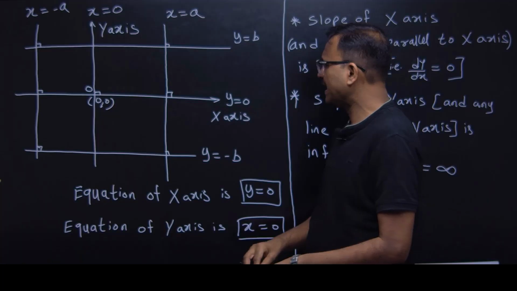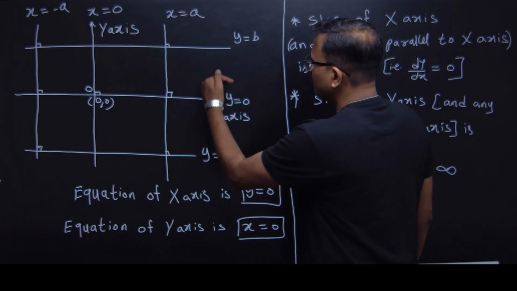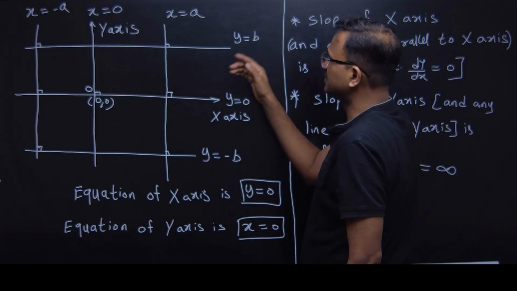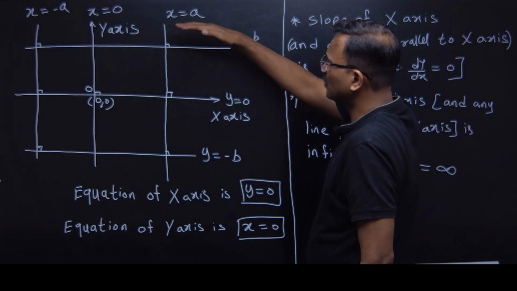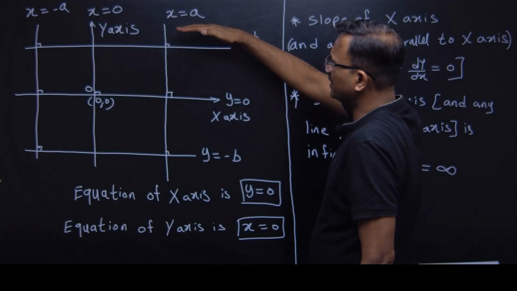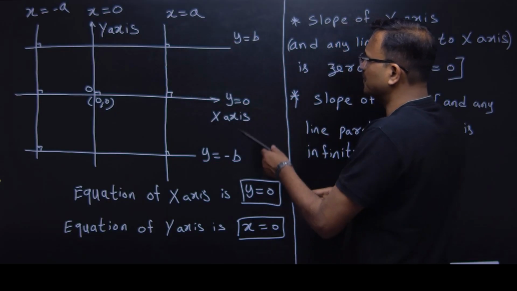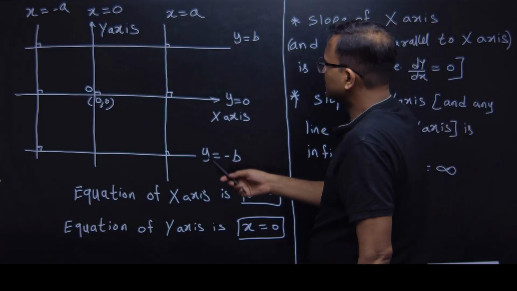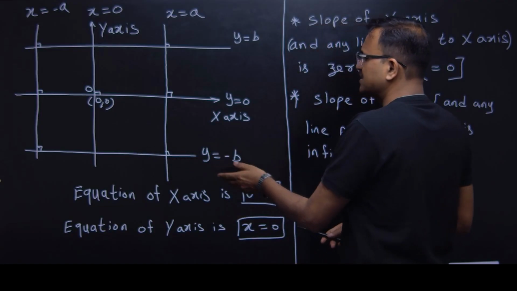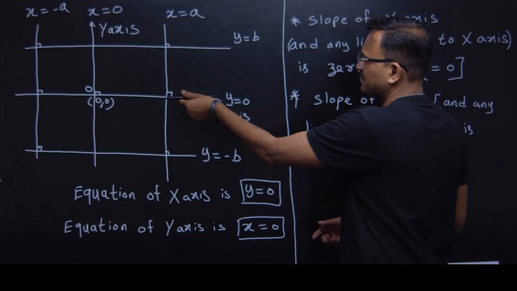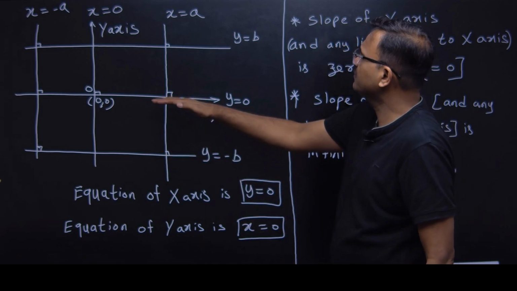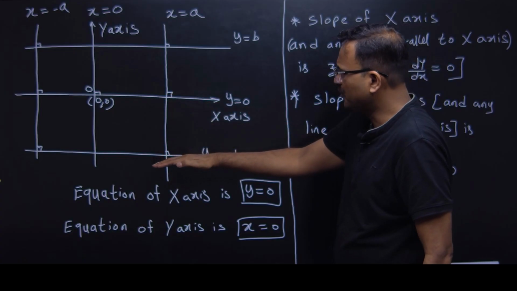Now remember that any line which is parallel to x-axis, the equation of that line will be in the form, say, y is equal to b. Say for example y is 1, y is 2. All these lines y is equal to 1, y is equal to 2 will be parallel to y is 0, and that will be drawn above the x-axis. Similarly, y is equal to minus b represents a line which is parallel to the line y is equal to 0.